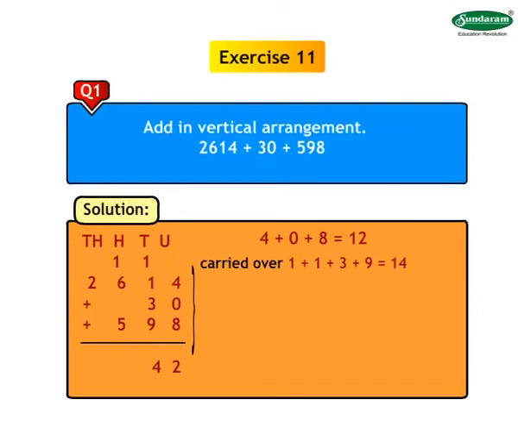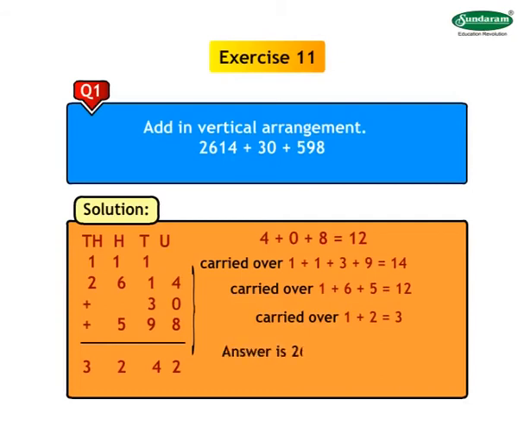Now, in the hundreds place, we have the digits that carried over 1, 6 and 5. Add them. 1 plus 6 plus 5 is equal to 12. Write the digit 2 in units place of the number 12 in the hundreds column in the answer to the left of digit 4. The digit 1 in tens place of the number 12 is carried over to the thousands place. Add digits in thousands place, that is, carried over 1 plus 2 is equal to 3. Write 3 in thousands place column in the answer to the left of digit 2. Answer is 2614 plus 30 plus 598 is equal to 3242.